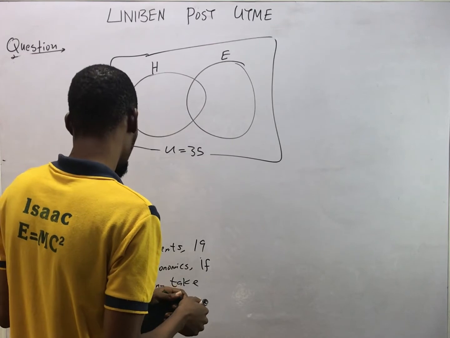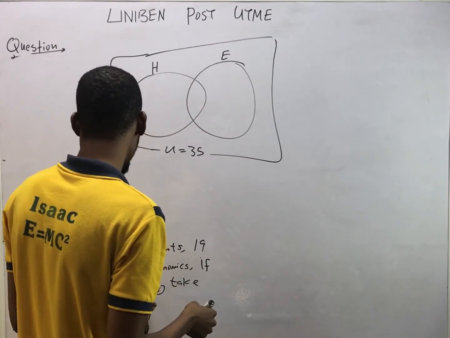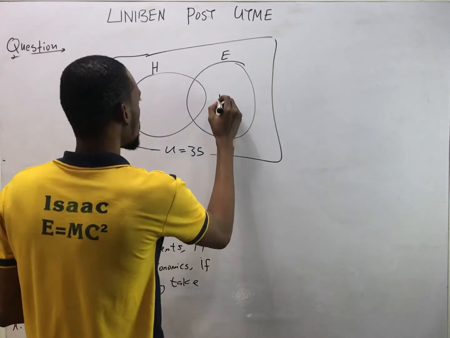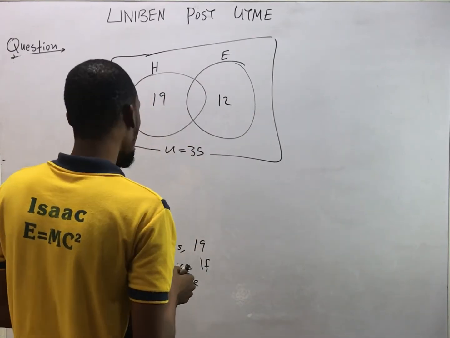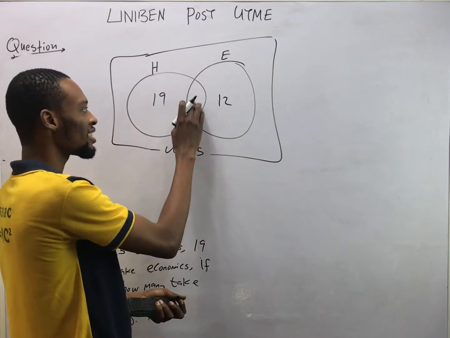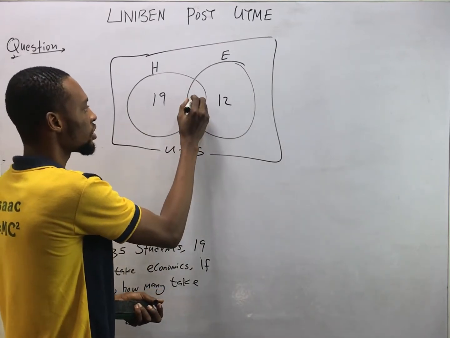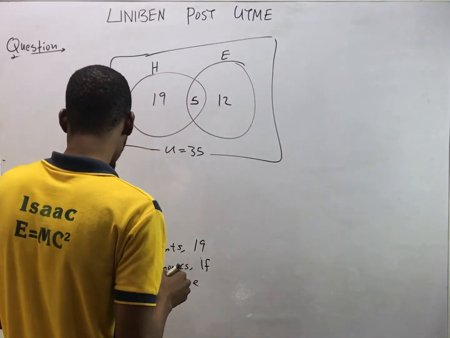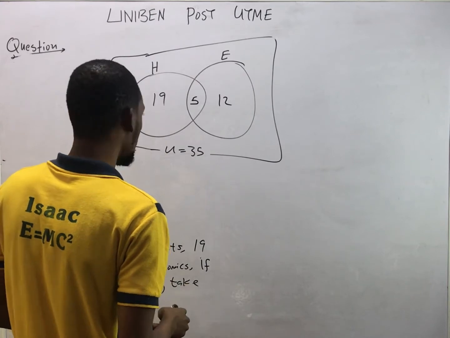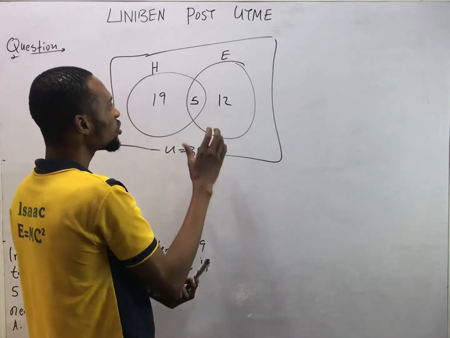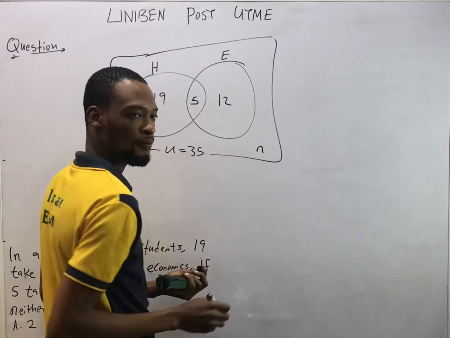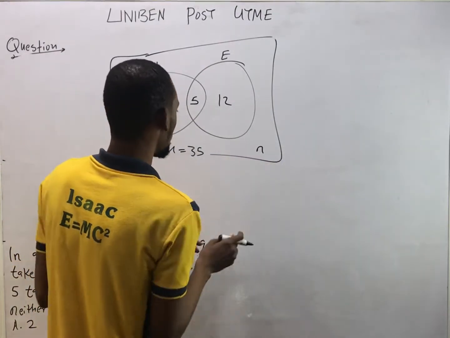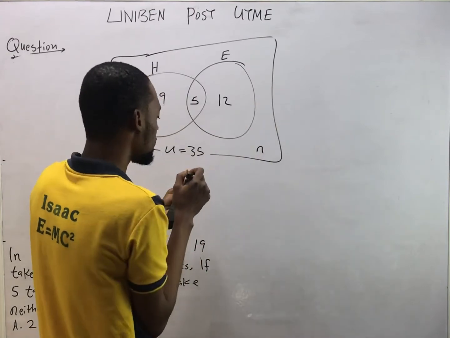12 students take economics and 19 take history. So 12, 19. 5 take both of them. So this is the intersection of the sets, those who take both: 5. And how many take neither? The ones that don't take economics or history will just be here. Neither. These are the ones.